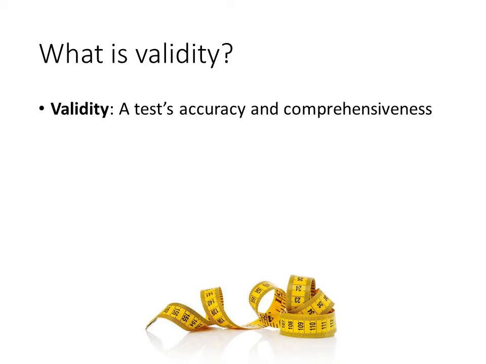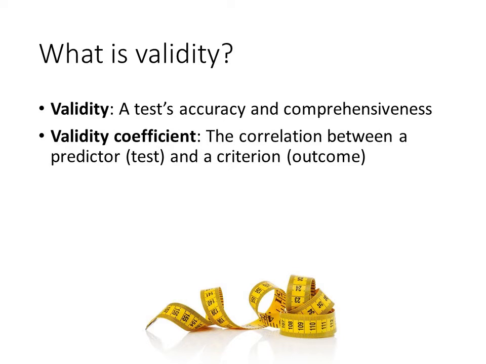When IO psychologists evaluate the validity of a test, they're trying to figure out whether that test measures what it says it's measuring. Does the intelligence test actually measure intelligence? Or is it measuring personality or knowledge? The validity of a test has to do with its accuracy as well as its comprehensiveness. The statistic we use to assess validity is called a validity coefficient.